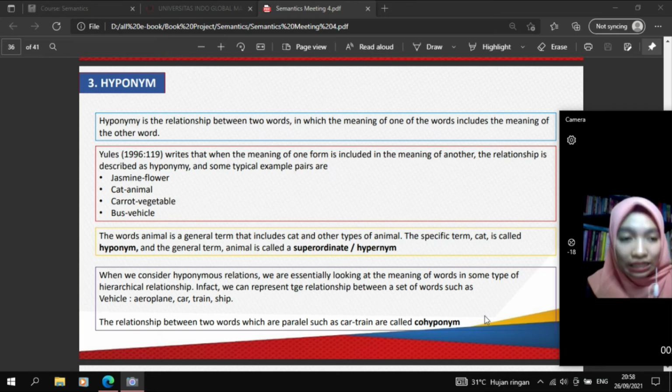So there are three terms here that you should know. Hypernym, the mother. Hyponym, the children. And cohyponym means the relationship between the hyponyms, between the children. Okay.